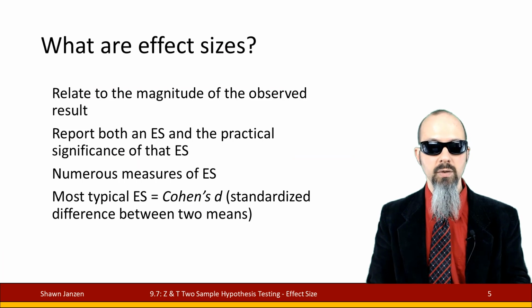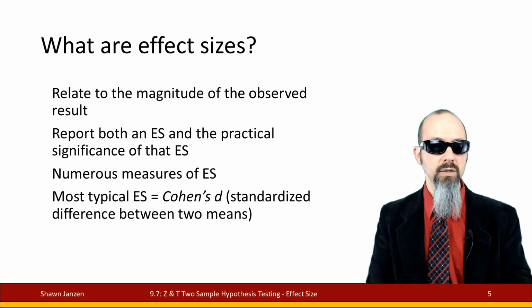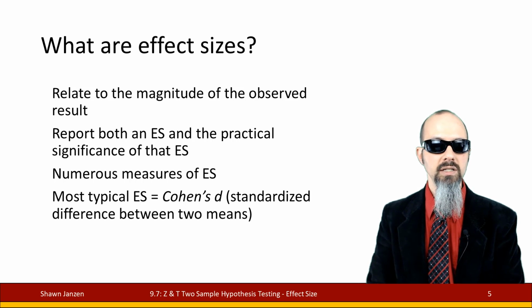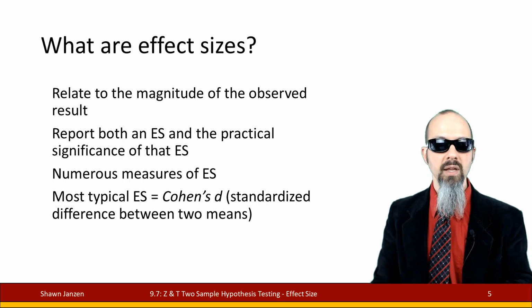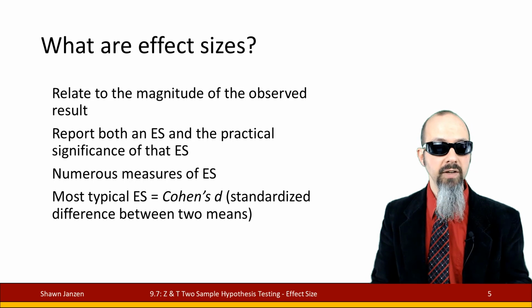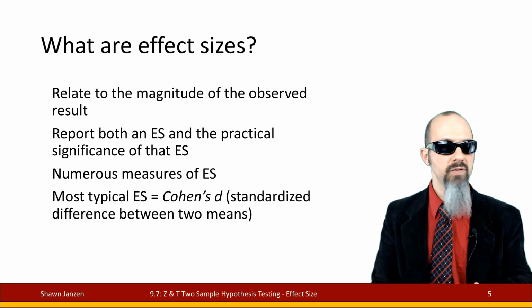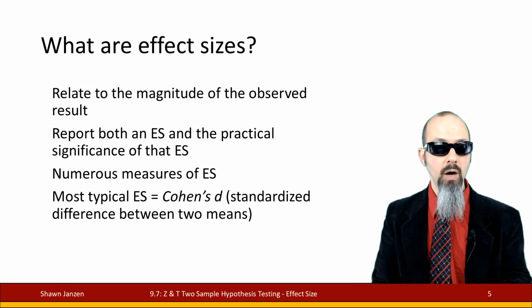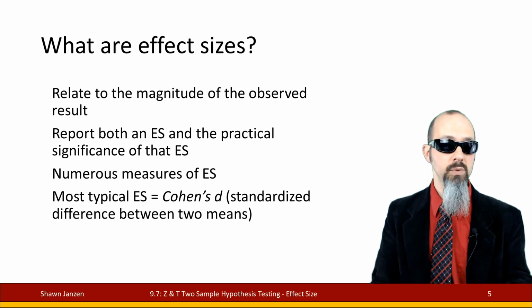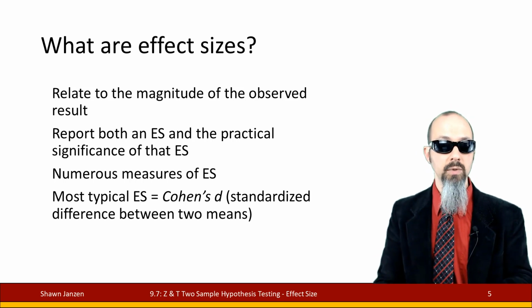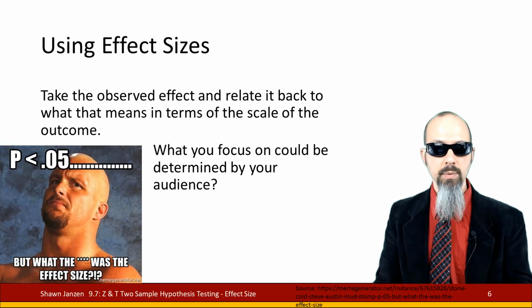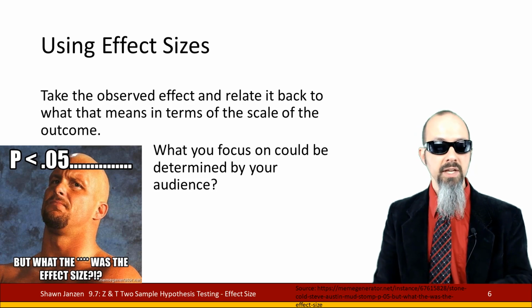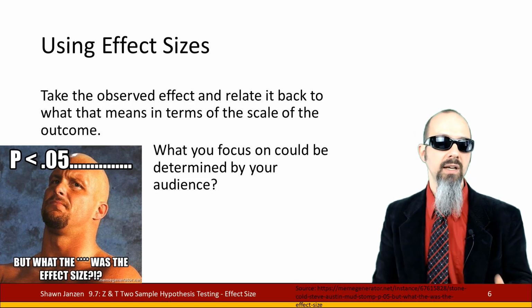So moving on, I just mentioned that it is the magnitude of the observed results. And what you're going to need to do when you're talking about these things is report both the effect size as its practical significance and what it means. So put it into the context of the problem. And there are numerous measures of effect sizes. The most common, which we're using in this module, is Cohen's d. It's a standardized difference for two means. We've had it with the one sample, and we're going to use it again with the two sample. So just keep in mind that when you're using effect sizes, relate it back to the scale of the outcome. Think about your audience. Think about the messaging and the content that you're working on.